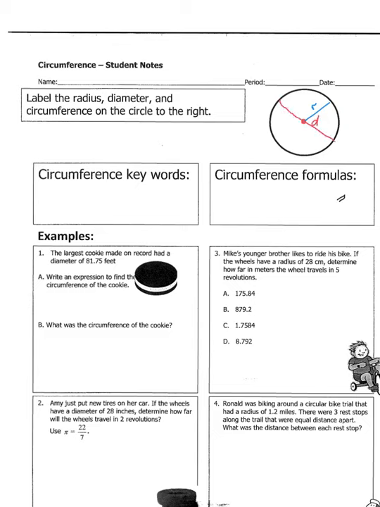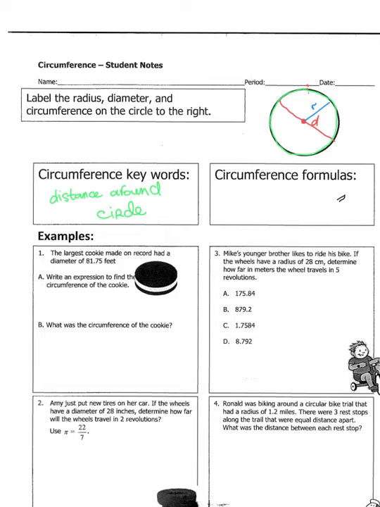And circumference is the distance around your circle. This is your circumference. Circumference keyword, circumference formula. So I would say circumference is distance around a circle. So everything that is around the circle, we think about the circumference, or the perimeter of a circle.